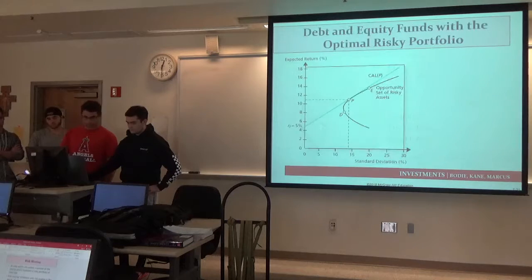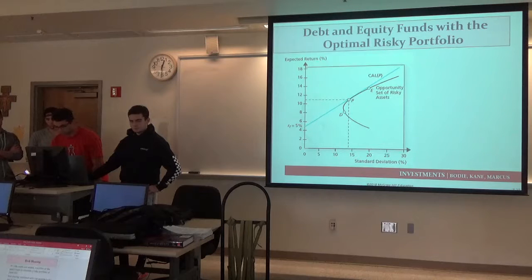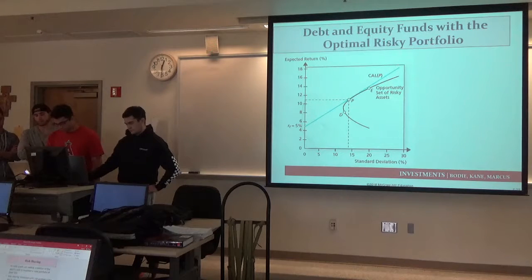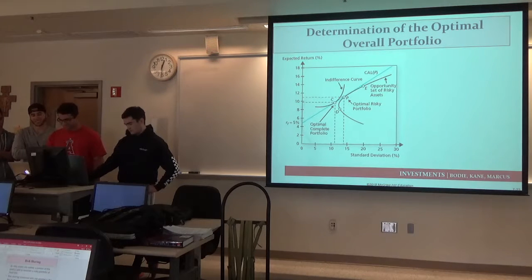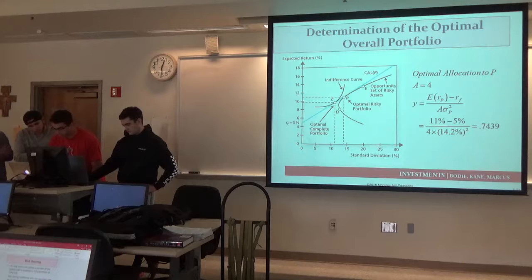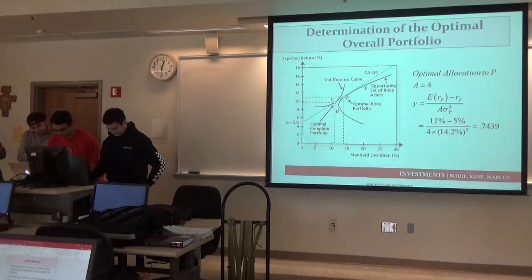And this is the debt and equity funds with the optimal risky portfolio. On the right, you can see the optimal risky portfolio, a return of 11%, and you can see the determination of the optimal overall portfolio. So this is what the graph would look like for an optimal portfolio, and again, it's just showing you how to do the math.